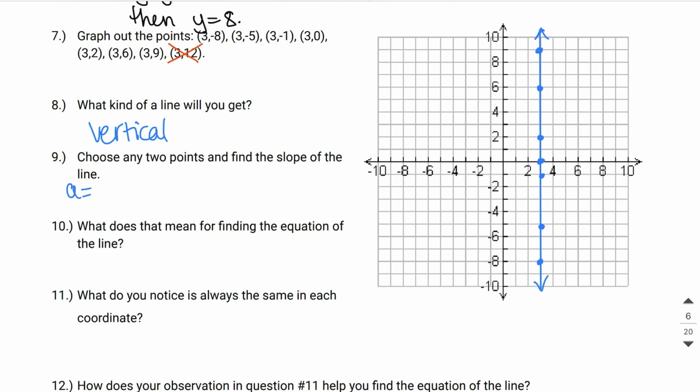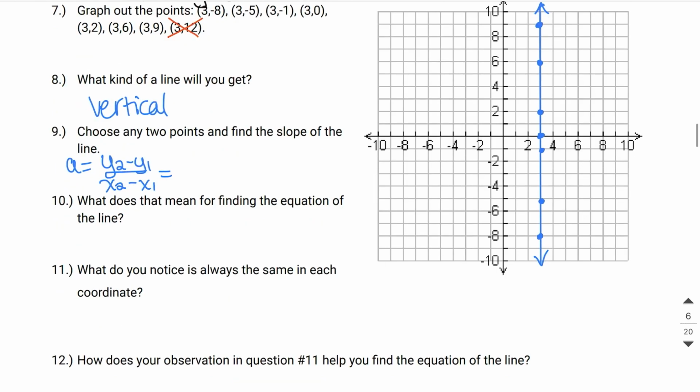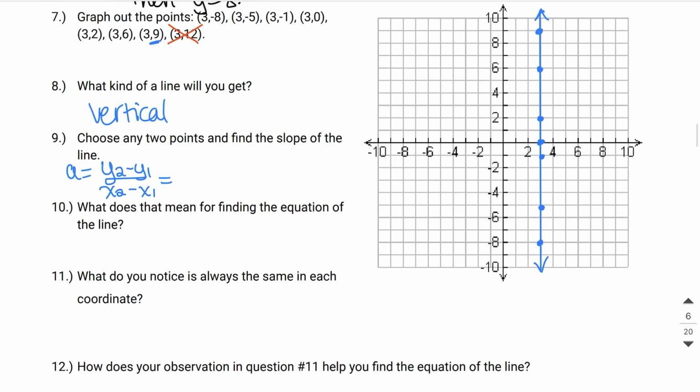So I'm going to do the same thing that I did before. I'll use the first point and the last point. So remember the formula is y2 minus y1 over x2 minus x1. y2 is 9 here and y1 is -8. So I would do 9 minus -8. Remember that turns into a positive. And then in the denominator, I would do x2 minus x1. So I would get 17 in the numerator, but 0 in the denominator. And do not forget that if you have 0 in the denominator, your slope is undefined.